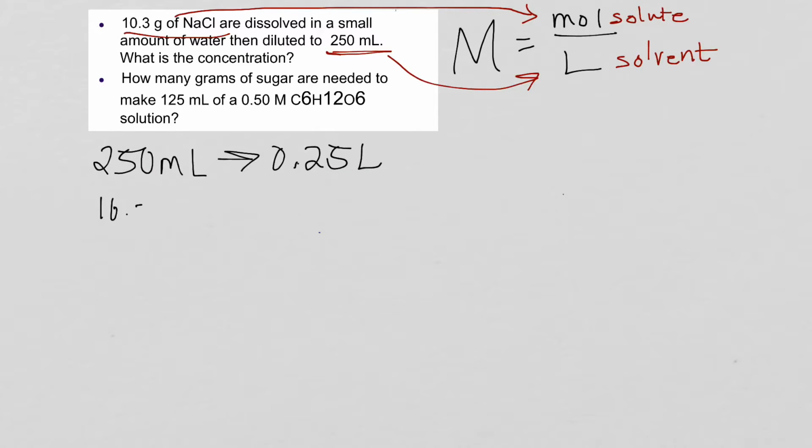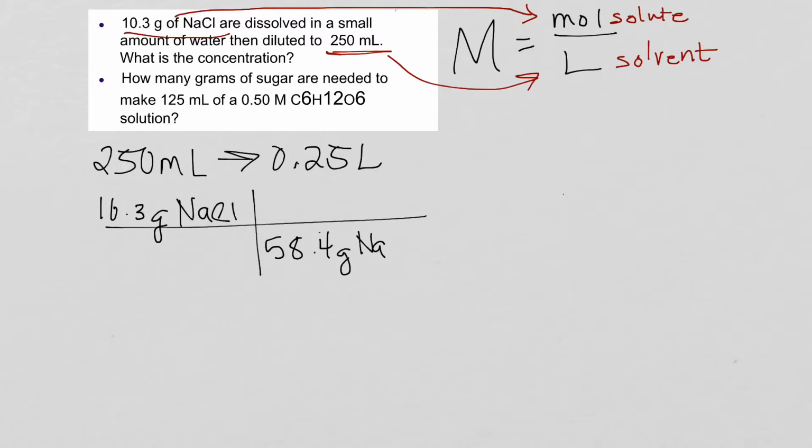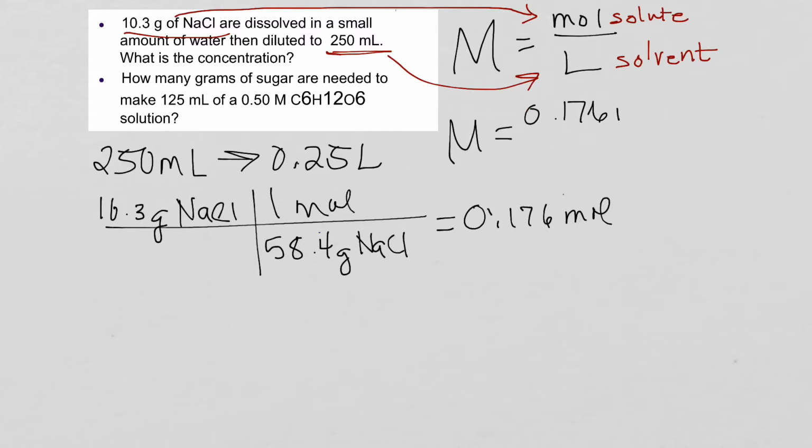The other thing we need to do is 10.3 grams of NaCl. We need to convert that into moles. The molar mass of sodium chloride is 58.4. That's how much 1 mole of it weighs. So when we do that, and we count in sig figs, we get 1.76 moles. So I think now we're ready to take these two values and just plug them in. So the molarity is 0.176 moles of NaCl over 0.25 liters of water.